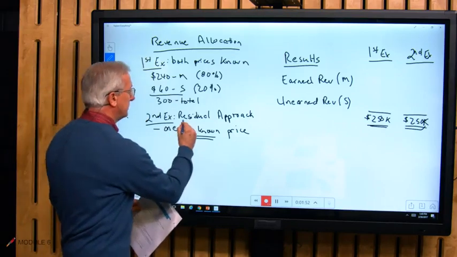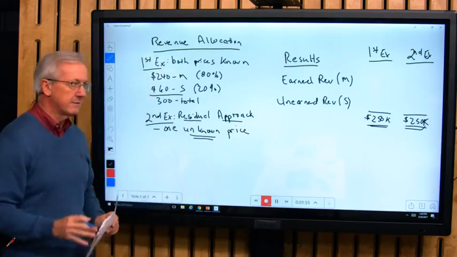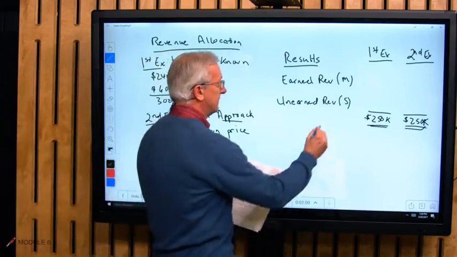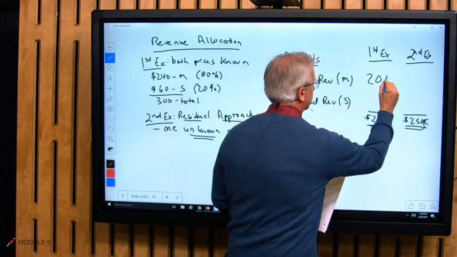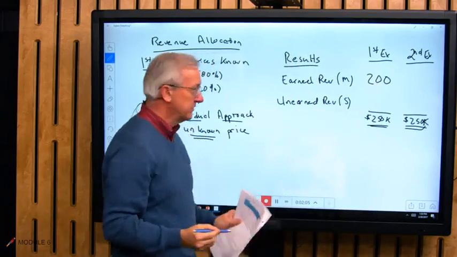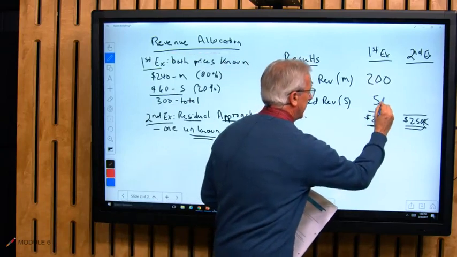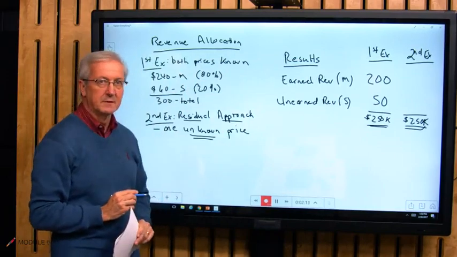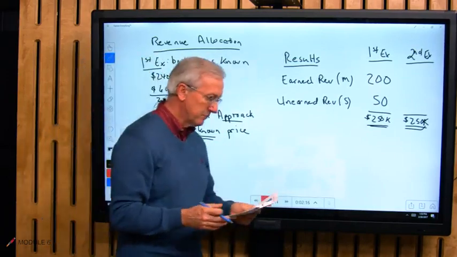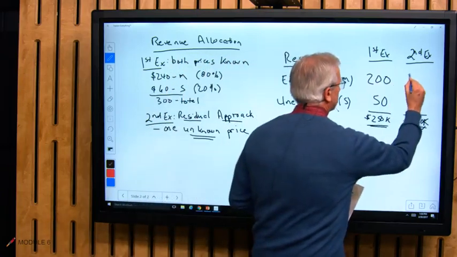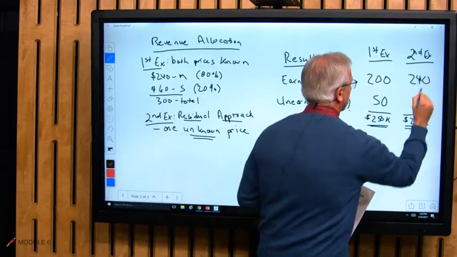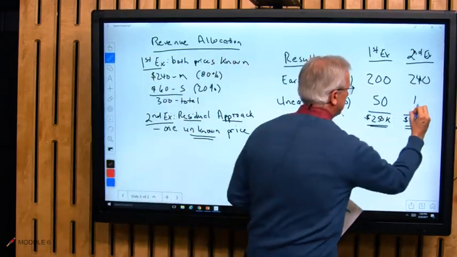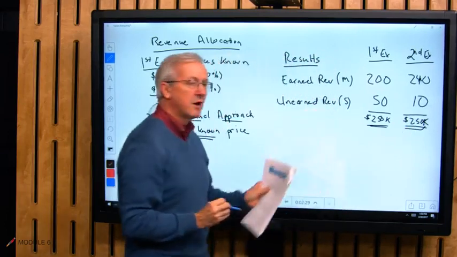So we had to use what's called the residual approach to figure out that revenue allocation. So if I look at the results over here on the far right, under the first methodology, we had earned revenue of $200 million and unearned for the subscription of the remaining 50. And those quite honestly represent the 80% we saw earlier and the 20% for the subscription. Under the second methodology, the residual approach, this became an earned revenue of $240 million, 40 million higher, and then we took that difference away and only gave $10 million, the residual, to the unearned revenue.